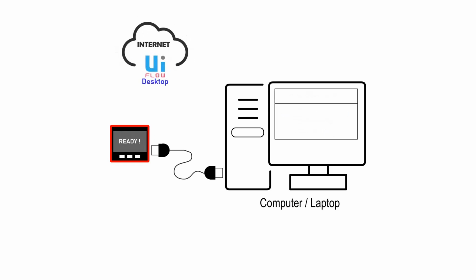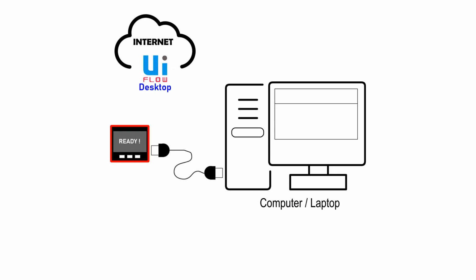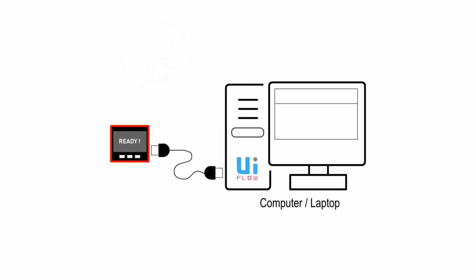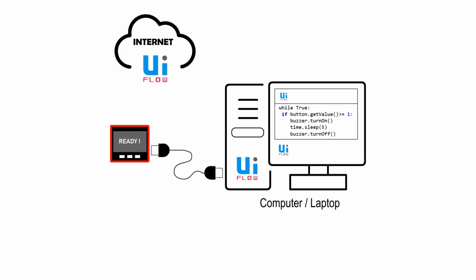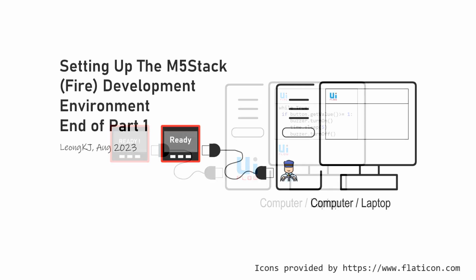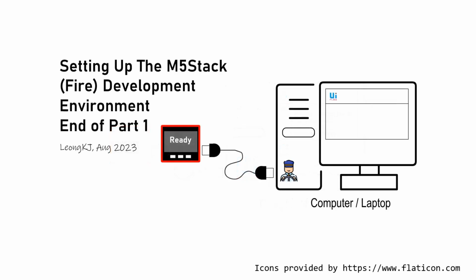The second version is the desktop version. You download the UI Flow desktop files and then install it on your computer. Execute the UI Flow desktop app. The app runs, and you can start typing your codes. Internet connection is not needed when running the desktop version. That's all. You have completed setting up the development environment.